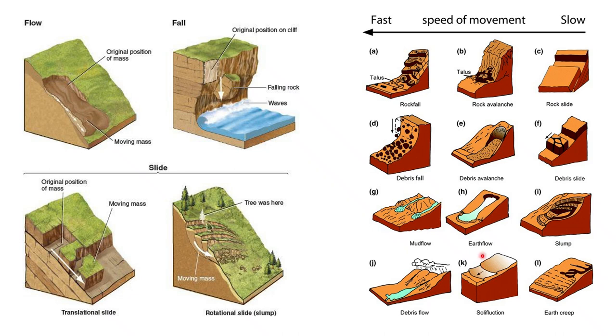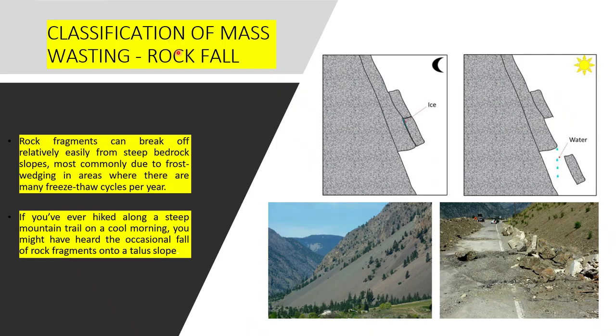And then we have earth flow, slump. Slump is a bit slow because it's stage by stage. And we have debris flow, which is very fast, soil fraction and earth creep. So we're going to take a look at some of these landslides or mass wasting one by one. So let's take a look at the rock fall.